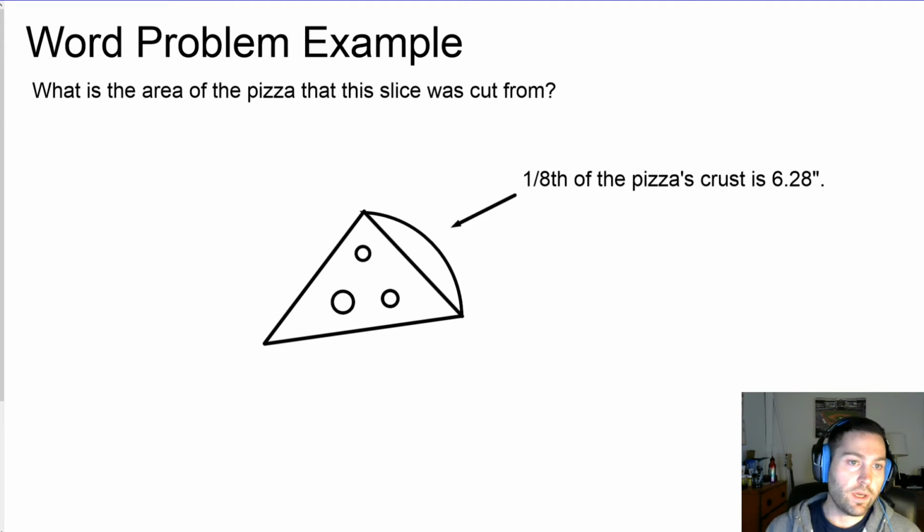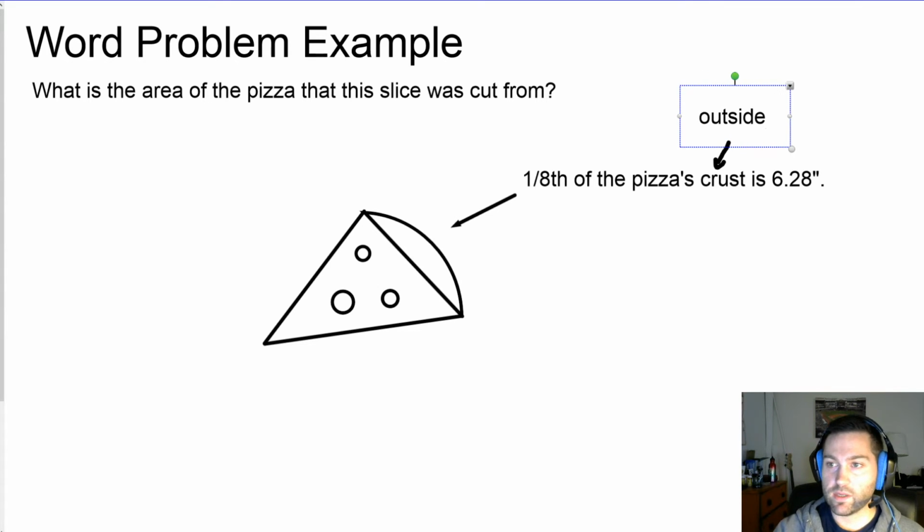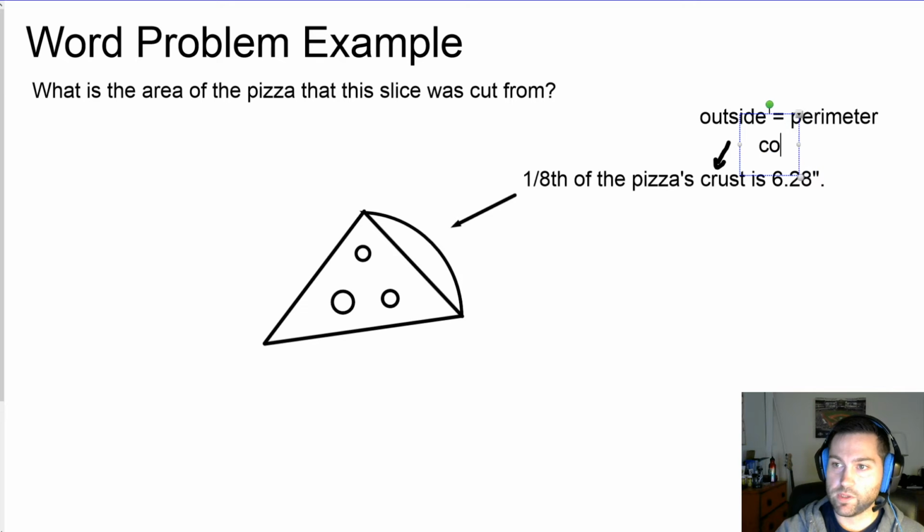And then finally, what is the area of the pizza that this slice was cut from? Okay, so they directly asked me about area here. Now I'm going to go back, as you can see on my wonderfully drawn pizza. 1/8 of the pizza's crust is 6.28 inches. Okay, so crust. I know pizza crust would be the outside of the pizza, or the circumference, the perimeter. Outside equals perimeter, which in this case we would call circumference.